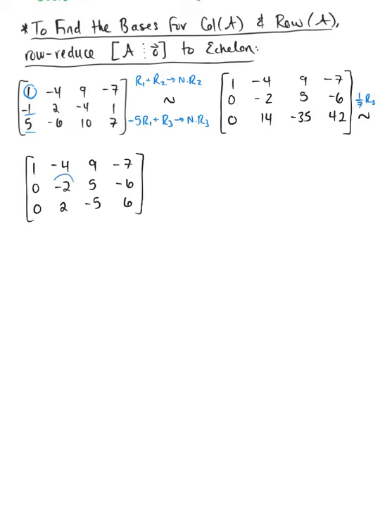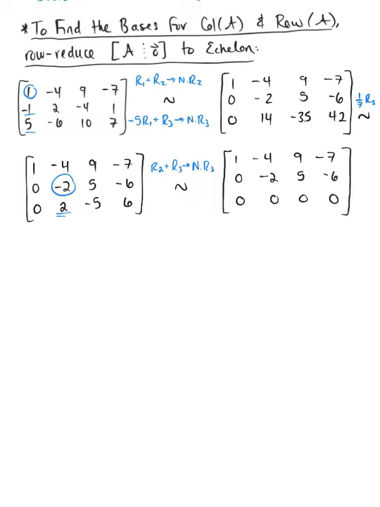So we can use our second pivot to eliminate the entire third row. So we're simply just adding the second row and the third row to produce that new third row. And this leaves us with 1, -4, 9, -7, 0, -2, 5, -6, 0, 0, 0, 0. And so this is our matrix in echelon form.